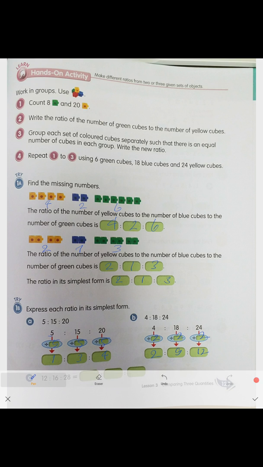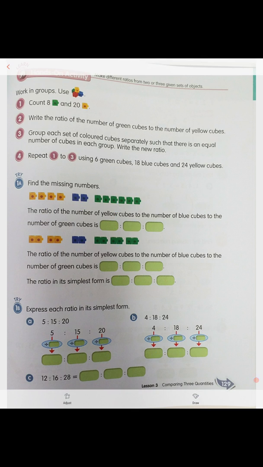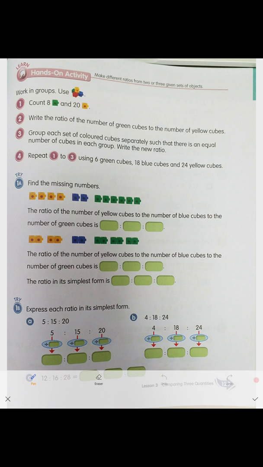It's very hard for you to see here. 12 to 16 to 28. I'm going to do it like this. Okay, now you can see 12 to 16 to 28. Do your math, find the common factor. I will just give you the answer: 3 to 4 to 7.